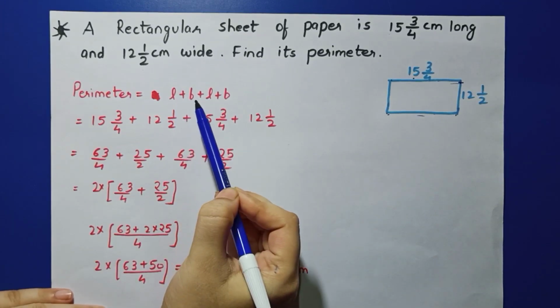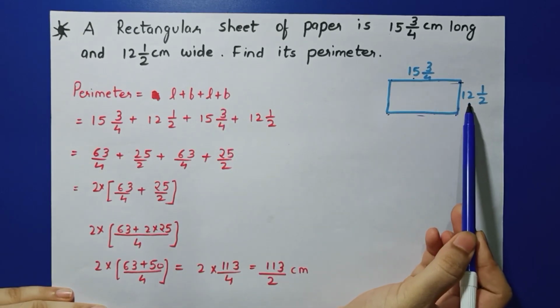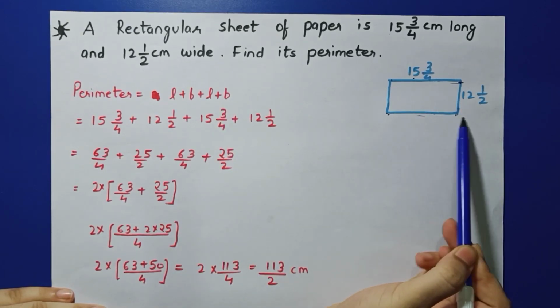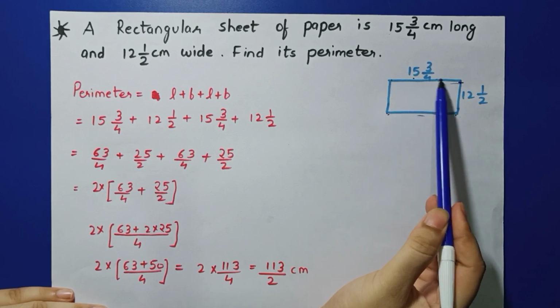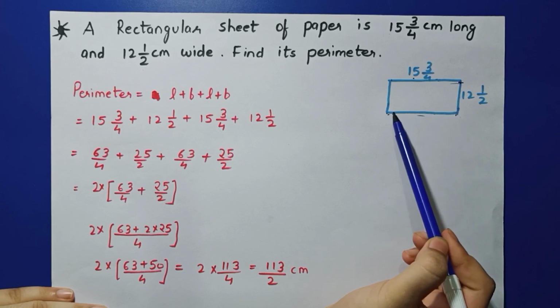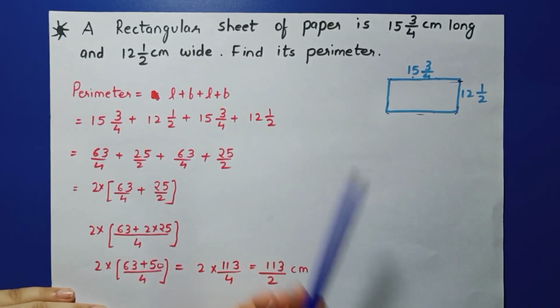So it would be length plus breadth plus length plus breadth. So the length is 15 3/4, the breadth is 12 1/2. This is also 15 3/4, and this is also 12 1/2. So 15 3/4 plus 12 1/2 plus 15 3/4 plus 12 1/2. So here it comes the equation of perimeter.